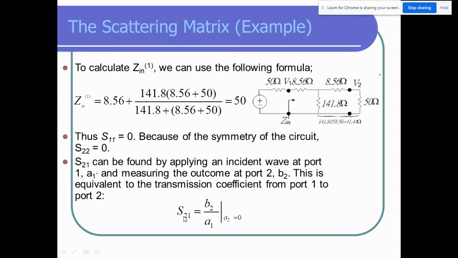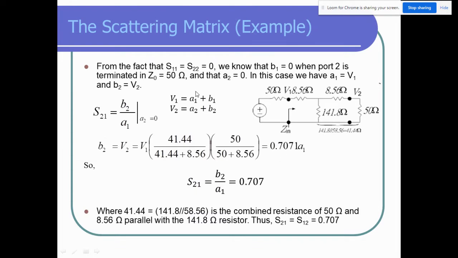Now we need to find S21 and S12. From the definition, we know that S21 is equal to B2, the reflected voltage at port 2, over the incident voltage at port 1, where A2 is equal to 0. So here it's written, you just read about it, you will understand. It's still the same circuit where A2 is 0, which means port 2 is matched with 50 ohm. So we go to the solution now.